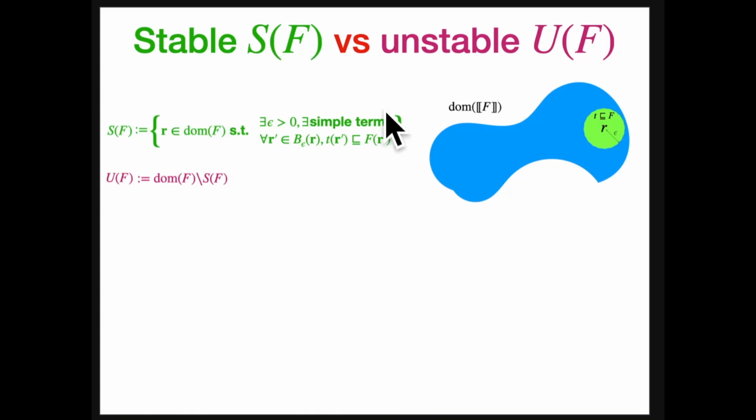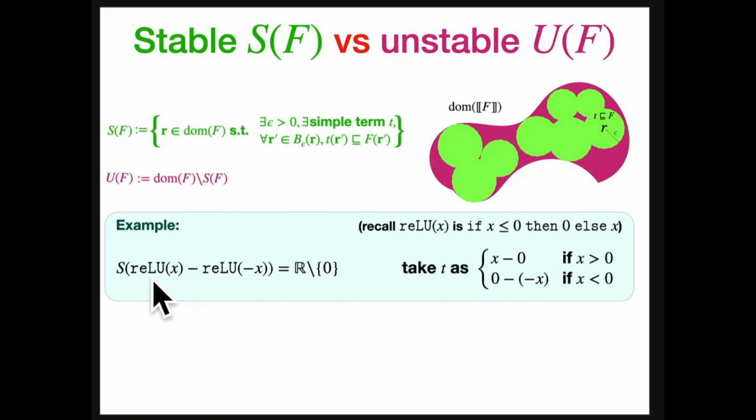Now, by changing the simple term t, you can prove that different points of f are actually stable, but not all of them. And so we call the input vectors of f that do not enjoy this property the unstable points of f. So for example, in the previous expression ReLU x minus ReLU minus x, you can prove that all real numbers are stable except 0. And here you have the two simple terms witnessing the stability of, respectively, all the strictly positive and all the strictly negative real numbers.